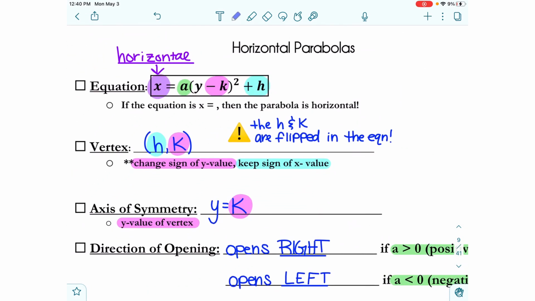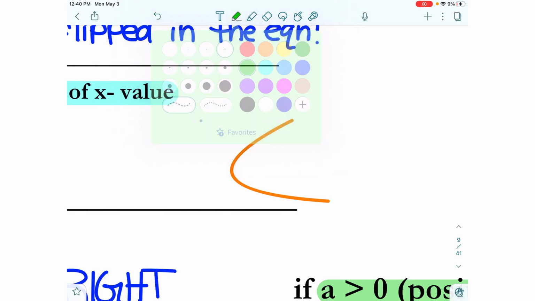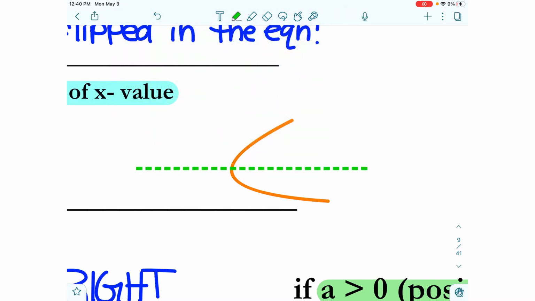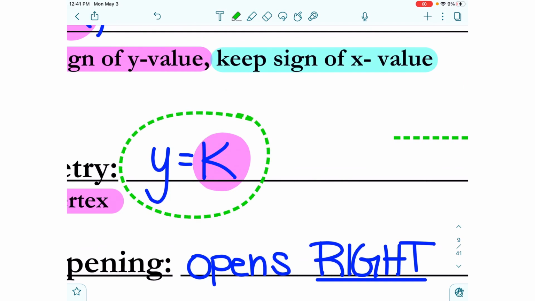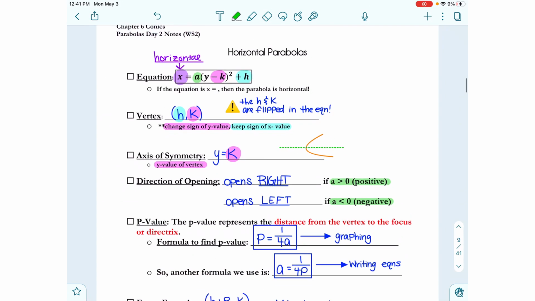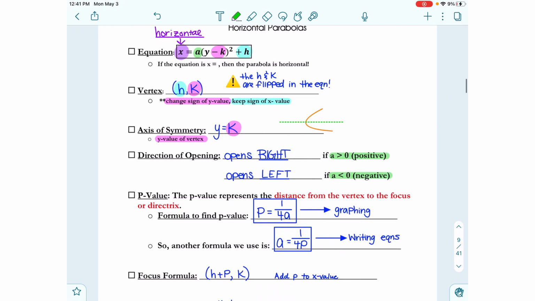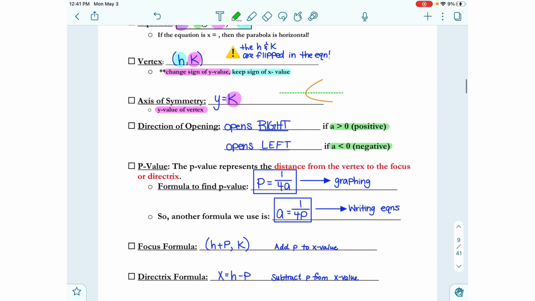Now this time, if you think about it, guys, the axis of symmetry is going to be a horizontal line. So if I have a sideways parabola, then the axis of symmetry is going to be going side to side. Hence, the equation being y equals a number, and that y value is the y value of the vertex. So it's exactly the opposite of what we did with the vertical ones. We're going to open right when a is positive. We're going to open left when a is negative. The formula to find p is the exact same thing.